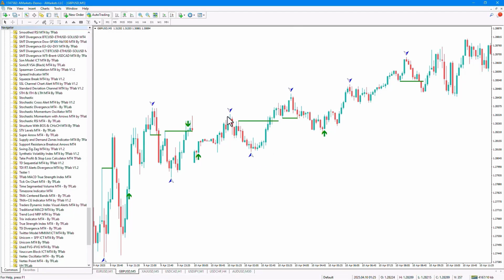After that, we wait for the second stage, which is the break of structure and the change in trend nature, where an MSS has formed for us here.